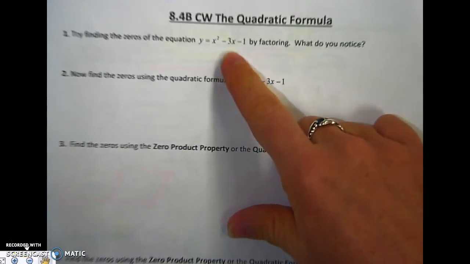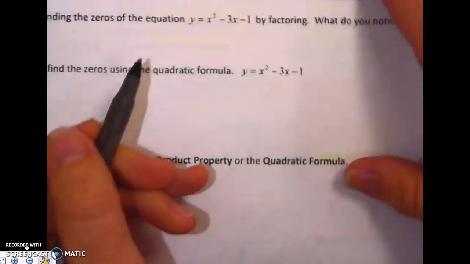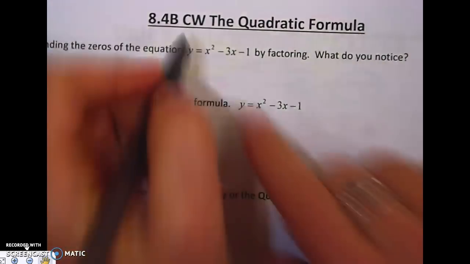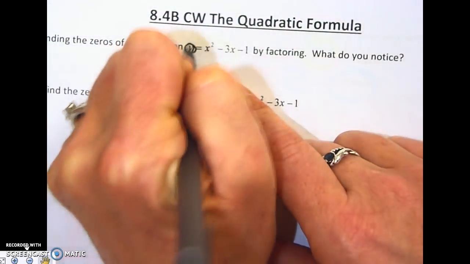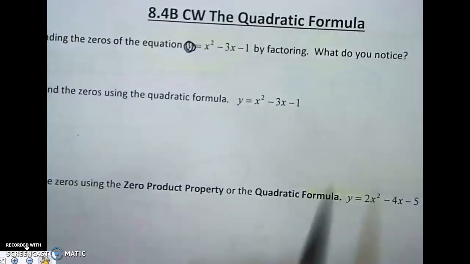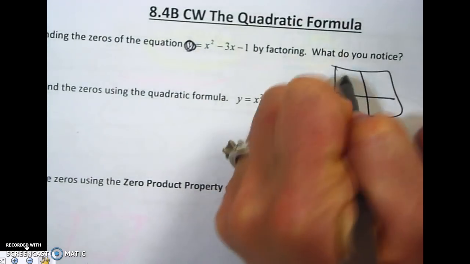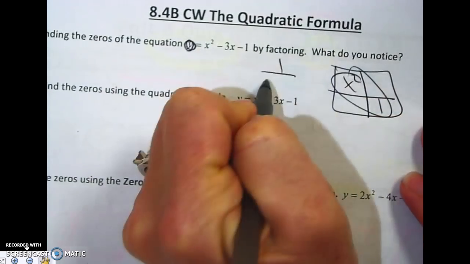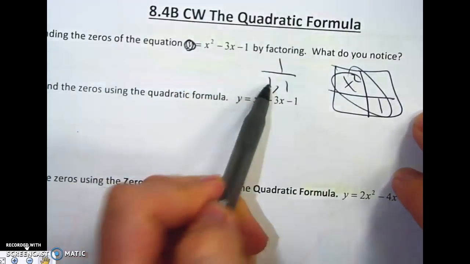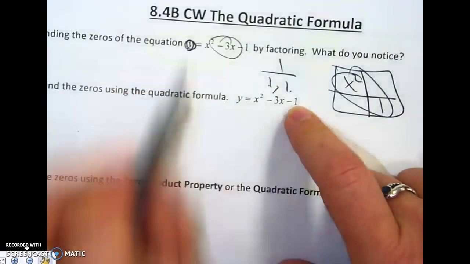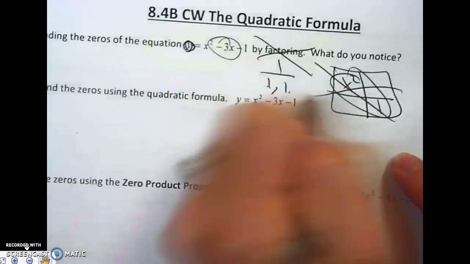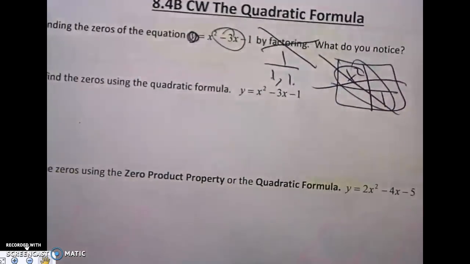So whenever I see a problem like this, where it doesn't say equals 0 or equals anything, whenever you see a y, just pretend it's a 0, okay? So I'm going to do my box, x squared, 1. But the problem is that the only way to get that is 1, and I can't get the 3. So I cannot factor it. I have to do the quadratic formula, okay?